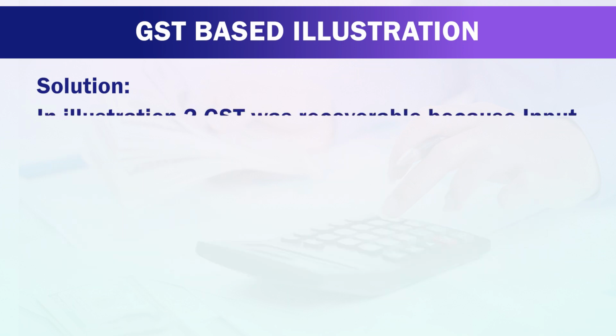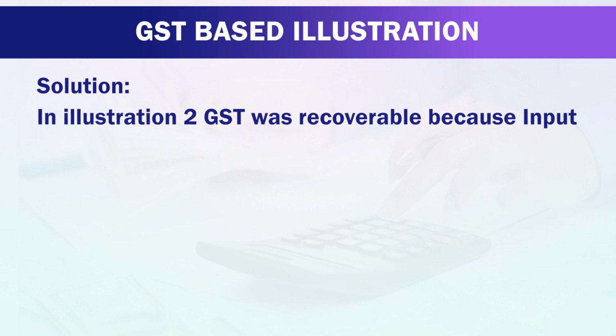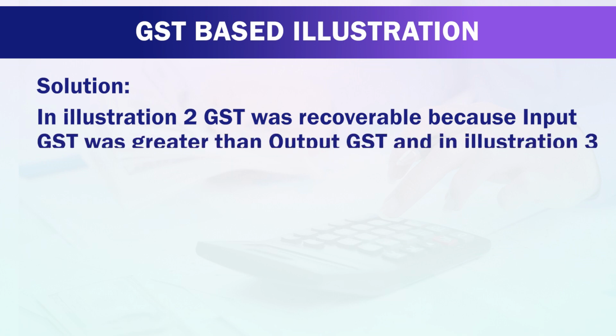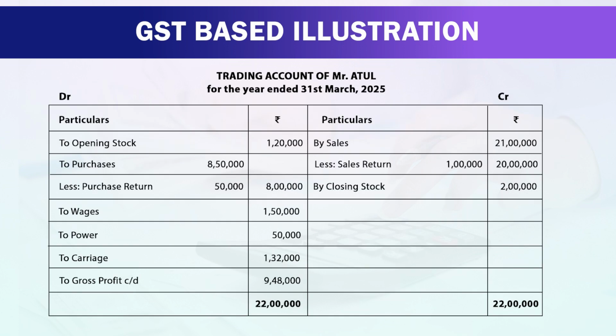In illustration 2, GST was recoverable one because input GST was greater than output GST, and in illustration 3, GST is payable, case is other way around. Now, we will have a look on trading account of Mr. Atul ended on 31st March 2025. First, we will see the items of debit side.